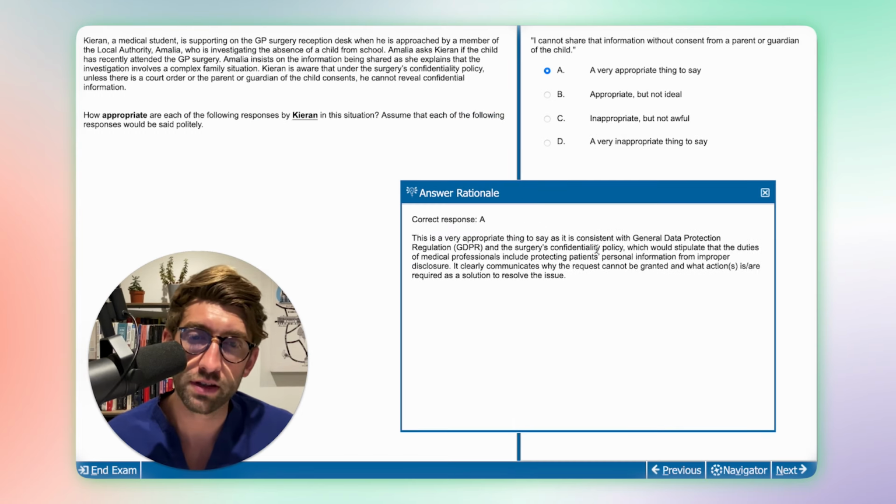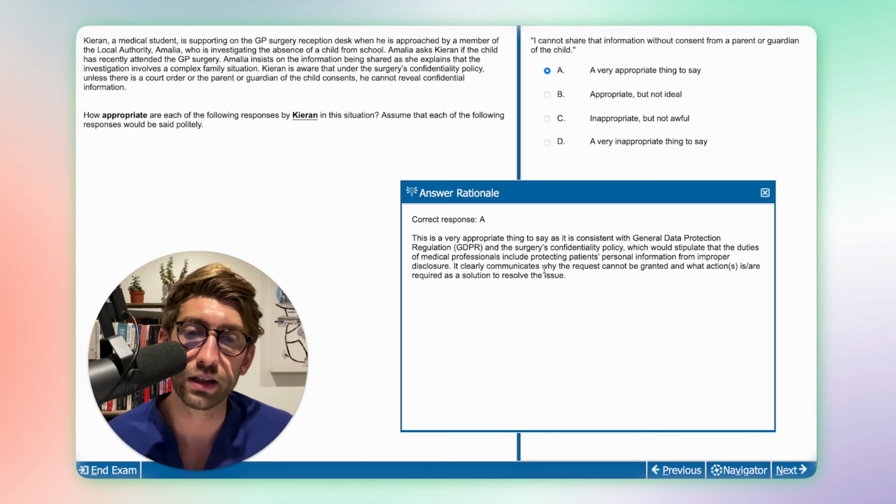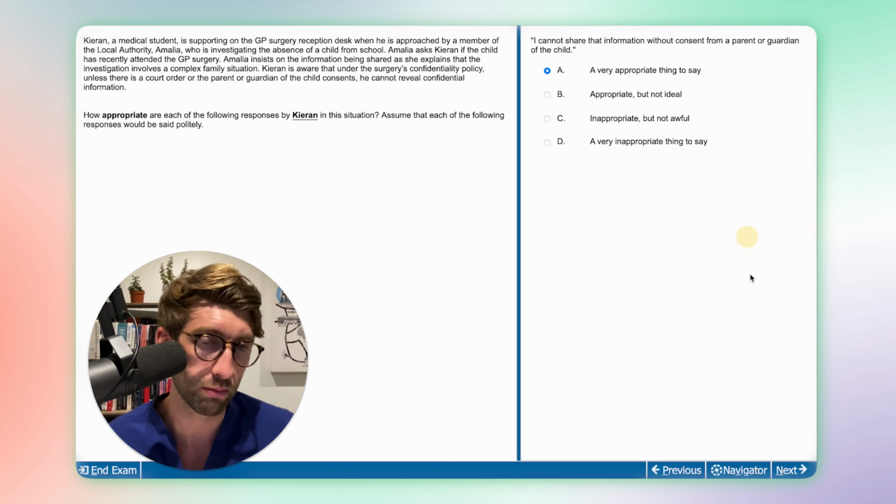This is a very appropriate thing to say, as it is consistent with the GDPR and the surgery's confidentiality policy, which should stipulate that the duties of medical professionals include protecting patients' personal information through improper disclosure. In this answer, he clearly communicates the reason why the request cannot be granted and what actions are required as a solution to resolve the issue. So there we go. Yeah, pretty straightforward.